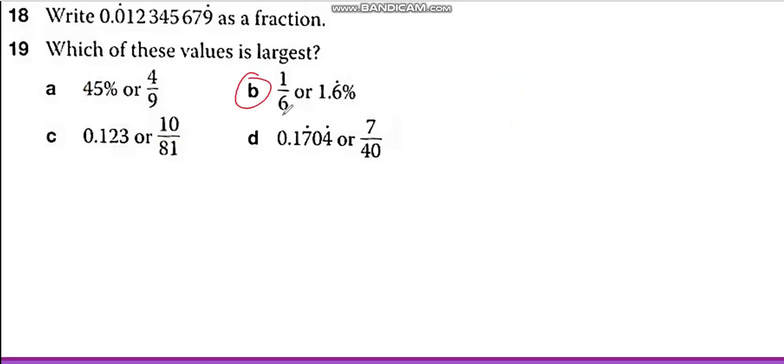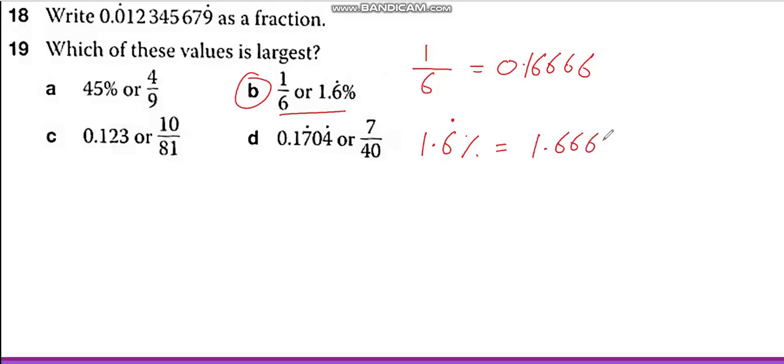Similarly, in part B, we have to figure out which one is greater. So we can first divide 1 upon 6. We get 0.16666, where 6 is being repeated. And we also have one more number, which is 1.6%, where 6 is actually being repeated. So we can also write it as 1.6666 and so on. And if we also divide it by 100 because of the percentage symbol, we get 0.016666, where 6 is being repeated. So definitely 1/6 is more than that. So we will circle 1/6.